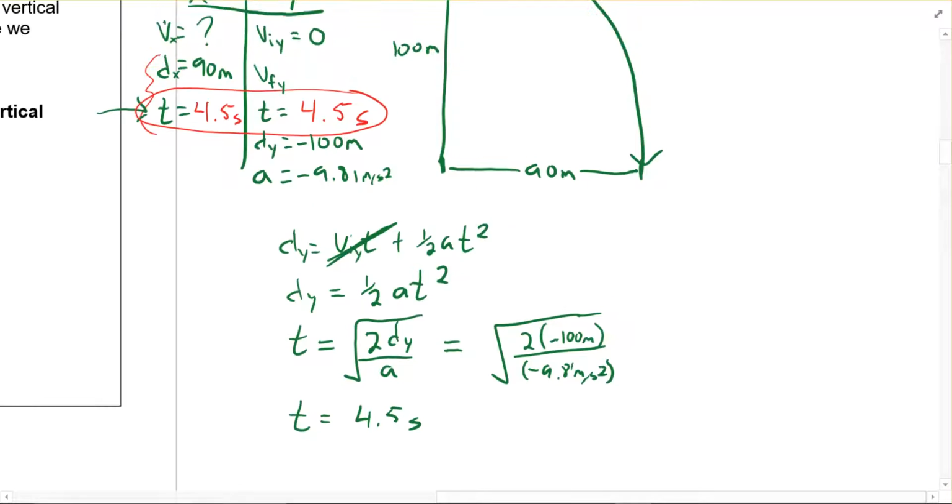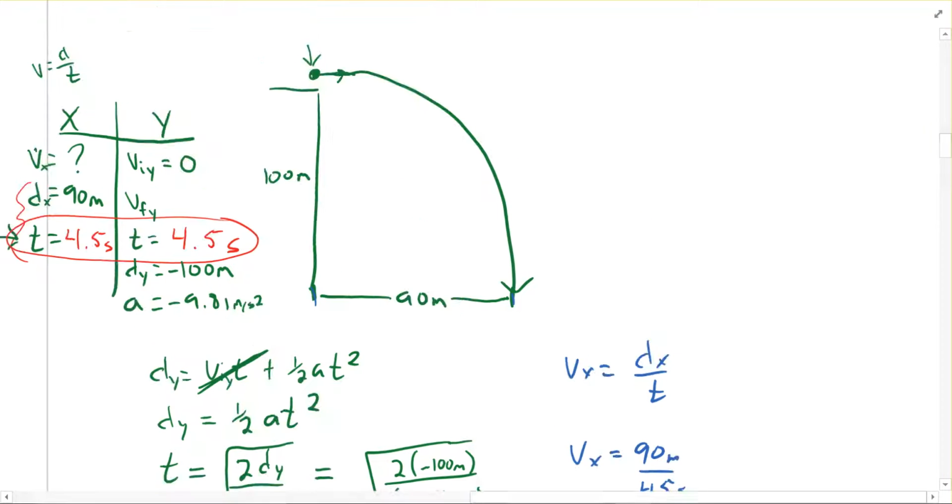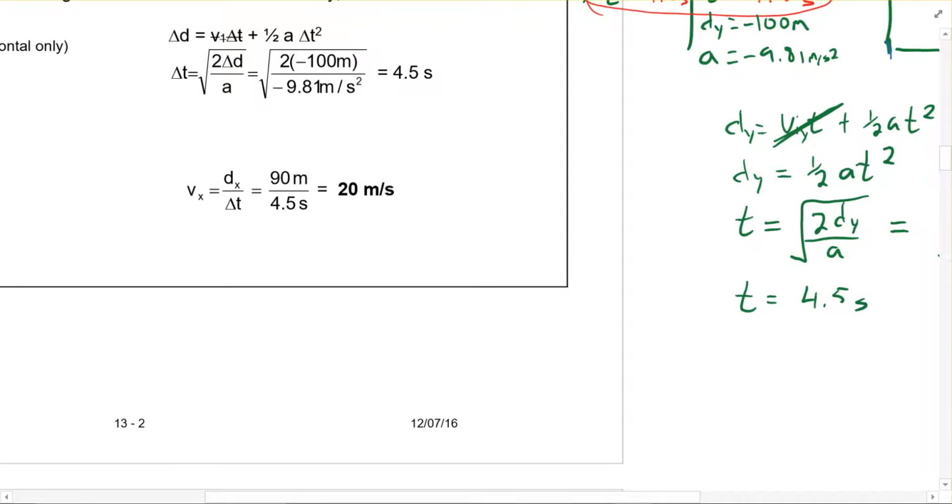is just write this over here. Vx is equal to dx over t. So Vx is equal to 90 meters, and it's positive 90 meters because it's to the right, divided by the time I just found of 4.5 seconds. So my velocity in the x direction, so the velocity coming off of there because it was entirely in the x direction, is going to be equal to, what is it, 20 meters per second.